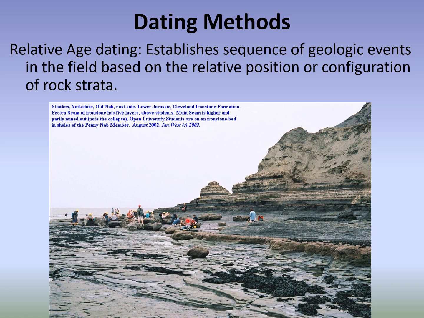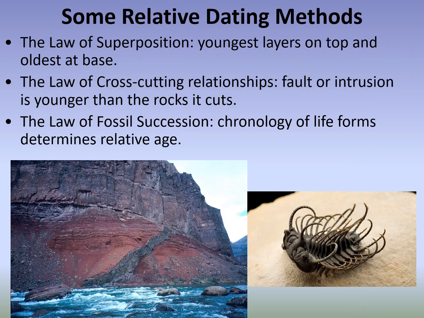And so we don't know if this happened 1 million years or 1 billion years ago, but what we do know is that the lighter colored rock here is younger than the darker, and that's called relative age dating. And some relative age dating methods that we use, and we'll get more into this with a lab later on in the semester. We have the law of superposition, so that's when younger layers are on top of older layers, just like in the last slide.